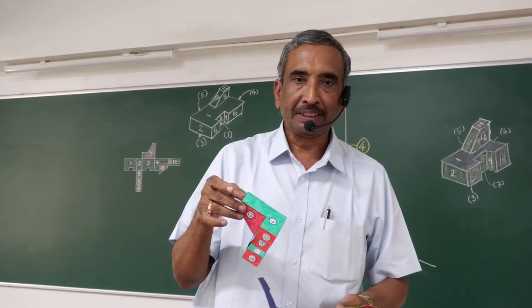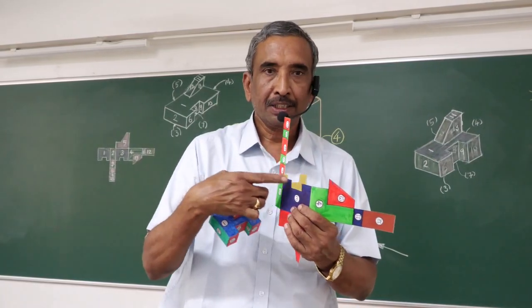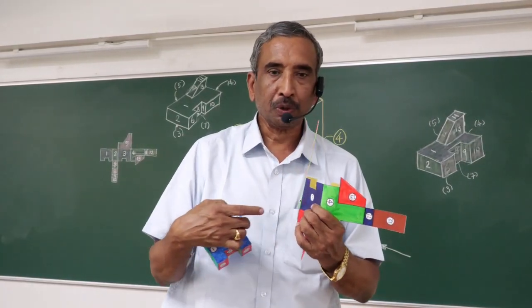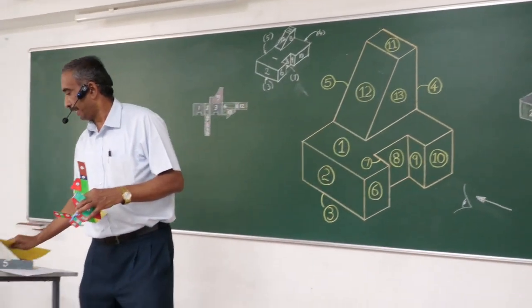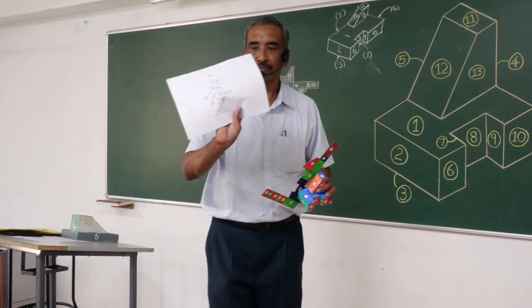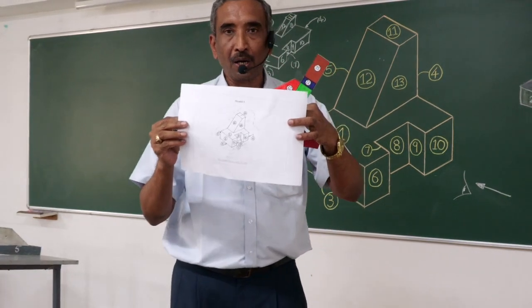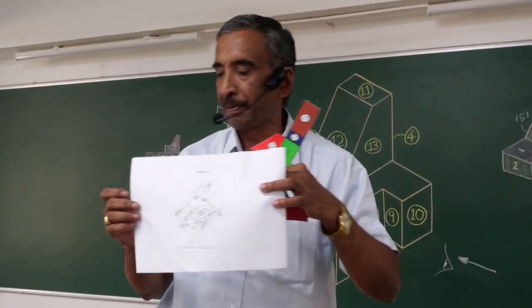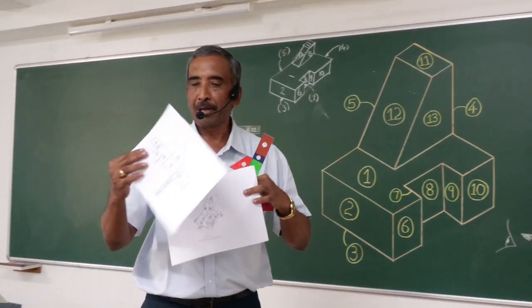We want you to purchase a chart paper and take a printout of 2 sheets. One is this printout of this 3D model. Take a printout. If you don't have a printer at your house, you can go to a browsing center and take the printout, and you take a printout of this paper also.